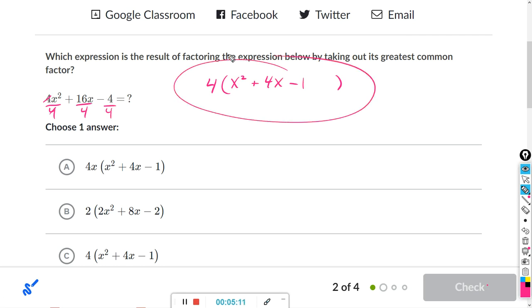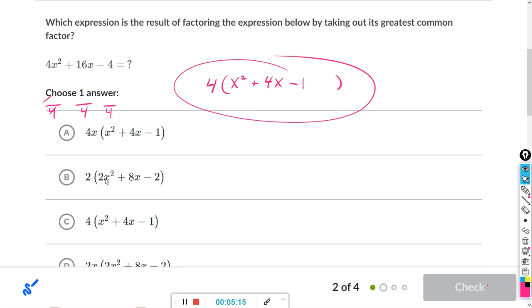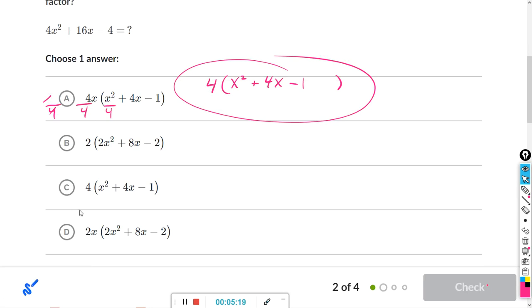So just find the correct multiple choice. Okay, we factored out a 4. So it can't be A, it can't be B, and it can't be D. So this matches 4x squared plus 4x minus 1. That's what we got. It's answer C.